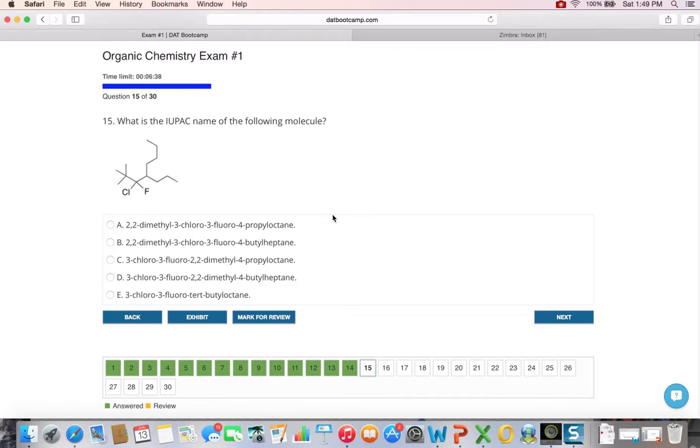IUPAC for the following molecule. We have 1, 2, 3, 4, 5, 6, 7, 8 carbons, so we can get rid of B, and we can get rid of D. We can also get rid of E because we don't name things as a T-butyl group. So this literally leaves A and C as possible answer choices.